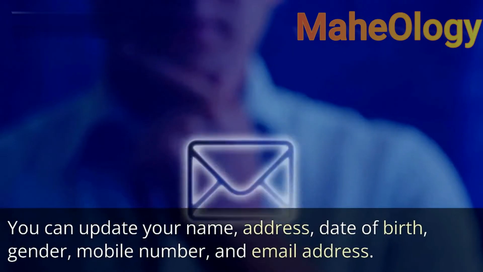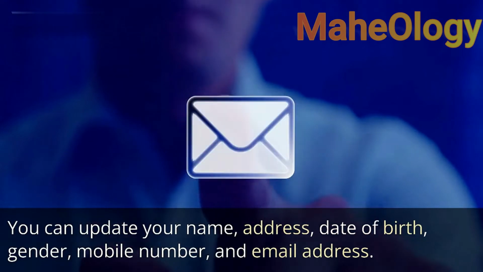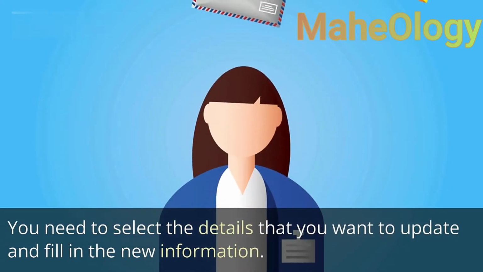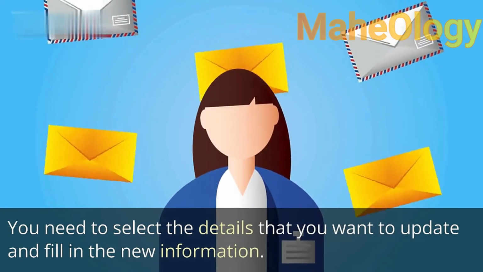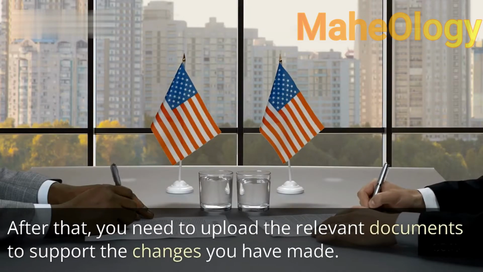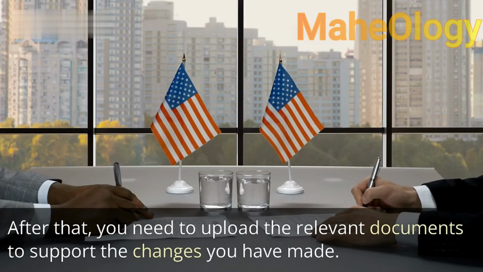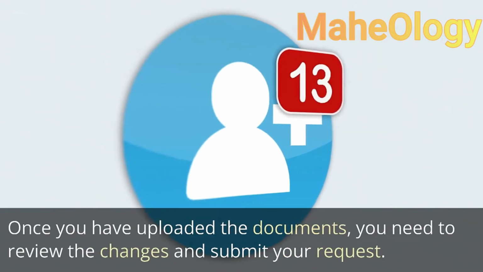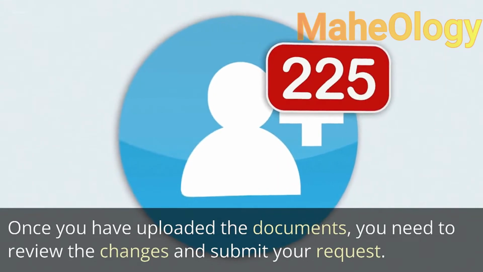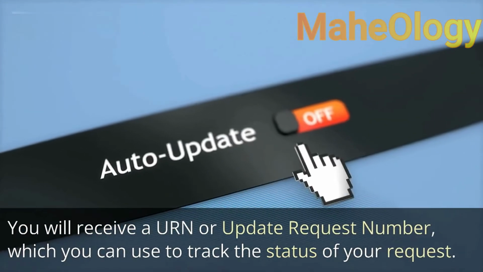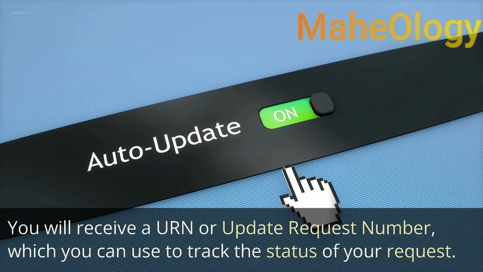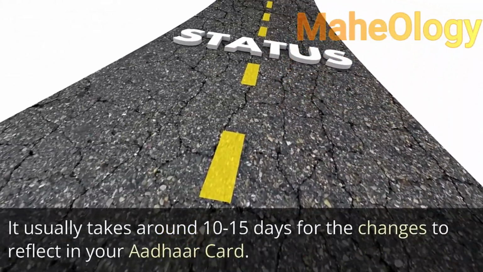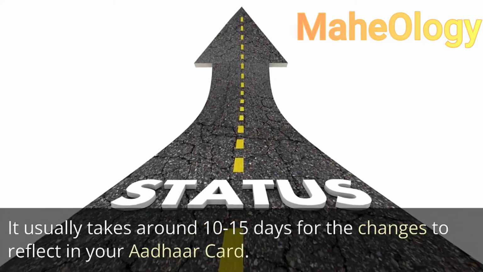You can update your name, address, date of birth, gender, mobile number, and email address. You need to select the details that you want to update and fill in the new information. After that, you need to upload the relevant documents to support the changes you have made. Once you have uploaded the documents, you need to review the changes and submit your request. You will receive an update request number, which you can use to track the status of your request. It usually takes around 10 to 15 days for the changes to reflect in your Aadhaar card.